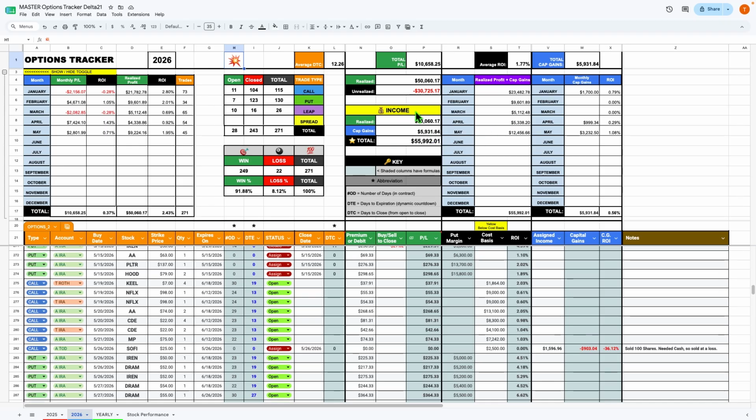Right over here, we have this simplified table that shows income, realized profit with capital gains. There's that same number. This is kind of a check to make sure my tables are aligned and that my math is adding up. So yeah, I'm still in the positive, so this is a good report.